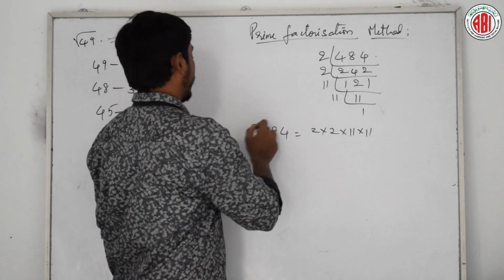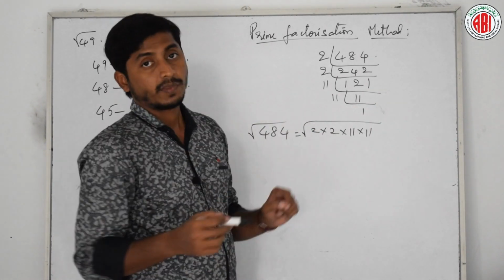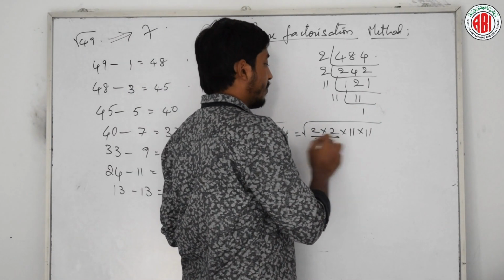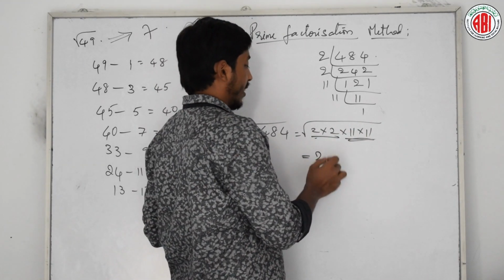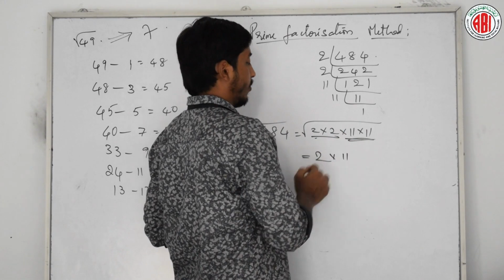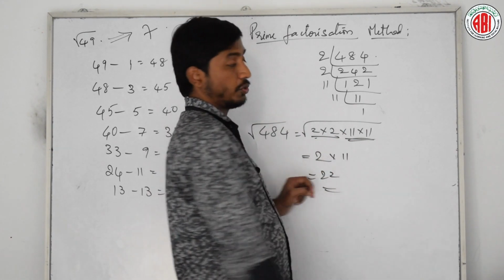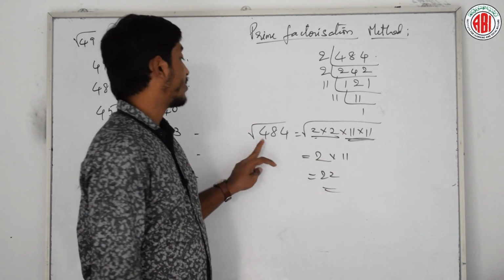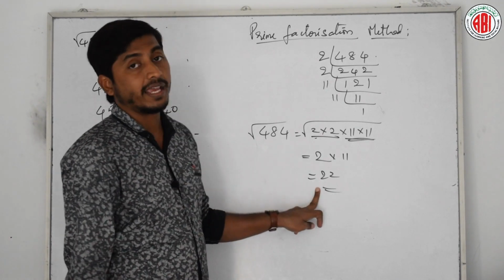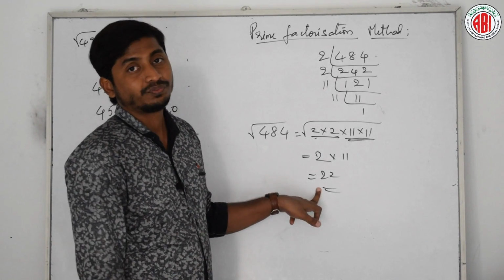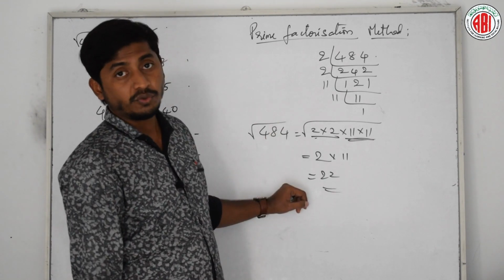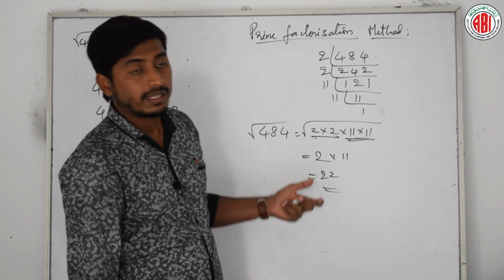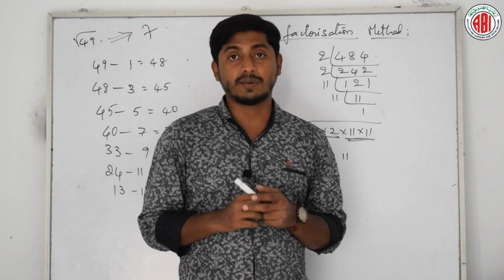In order to find the square root of this, I have to take two numbers common. Instead of 2 numbers, I have to write only one number. Again, instead of 2 numbers, I have to write only one number, that is 22. Is it right? That is, the square root of 484 is nothing but 22. Is it clear? Did you understand? Is it okay? That is how we do the prime factorization method. Shall we do the next problem?